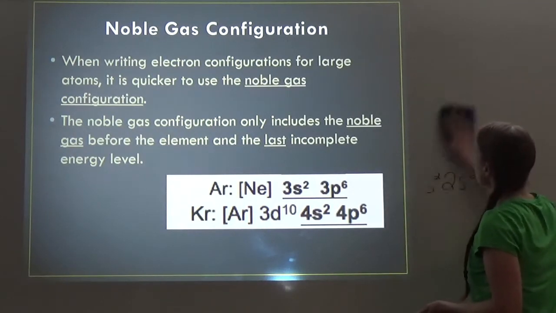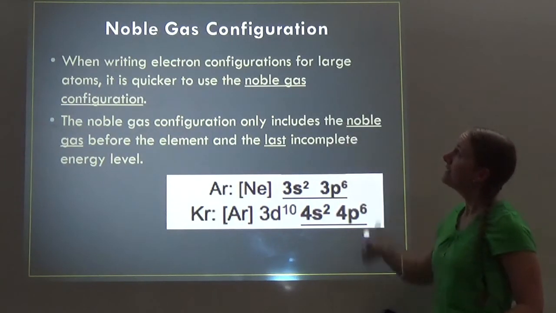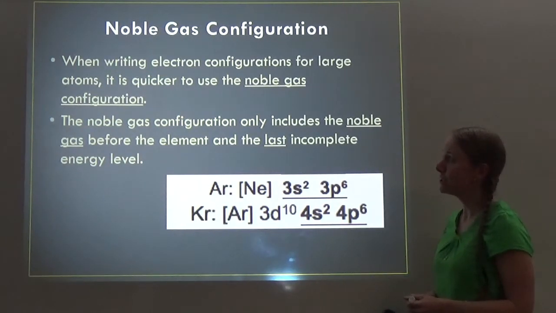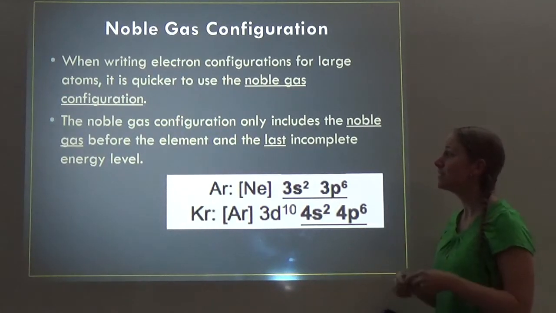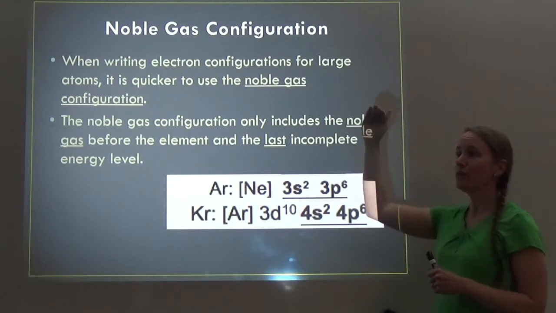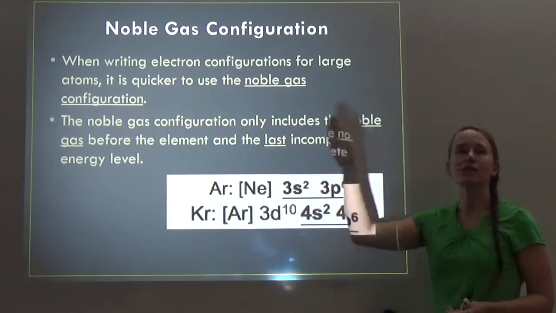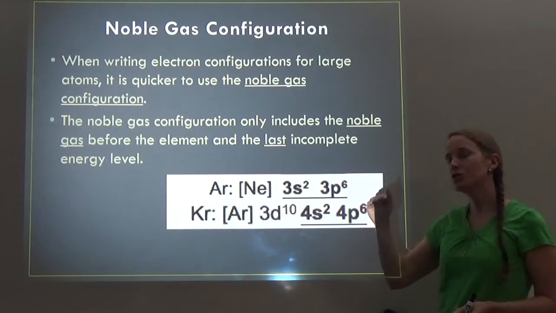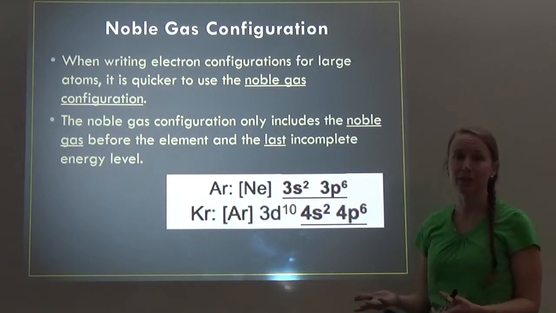So there is a third form of electron configuration, and that's called the noble gas configuration. In writing electron configurations for large atoms, it's quicker to use the noble gas configuration. The noble gas configuration only indicates the noble gas before the element and the last incomplete energy level. So if we're all the way on row 5, or period 5, we already know 1s was filled in, 2s and 2p were filled in. We know all of those were filled in. So all we're doing is trying to show the ending of the electron configuration where it may not have already been all the way filled in.